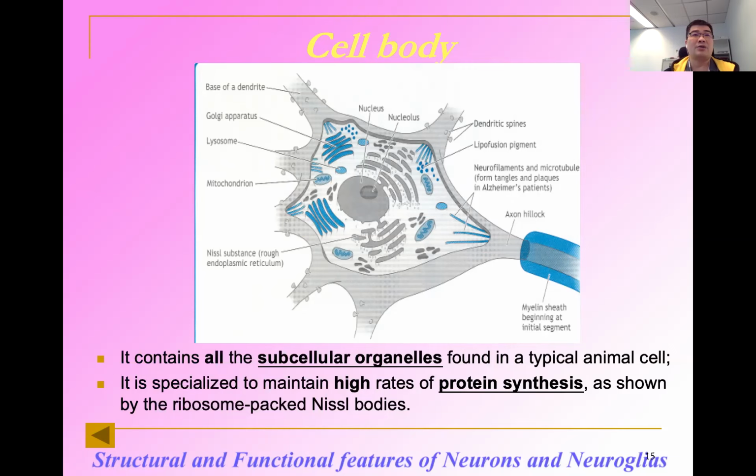As I mentioned, the neurons are specialized to maintain high rates of protein synthesis. Because in the cell, not just in neurons but in all cell bodies, proteins are being produced and degraded all the time. It's like a cycle. Some people say that one month ago you were totally different, because a lot of protein has been produced and degraded. So can you tell why the cell needs to produce and degrade the protein all the time?